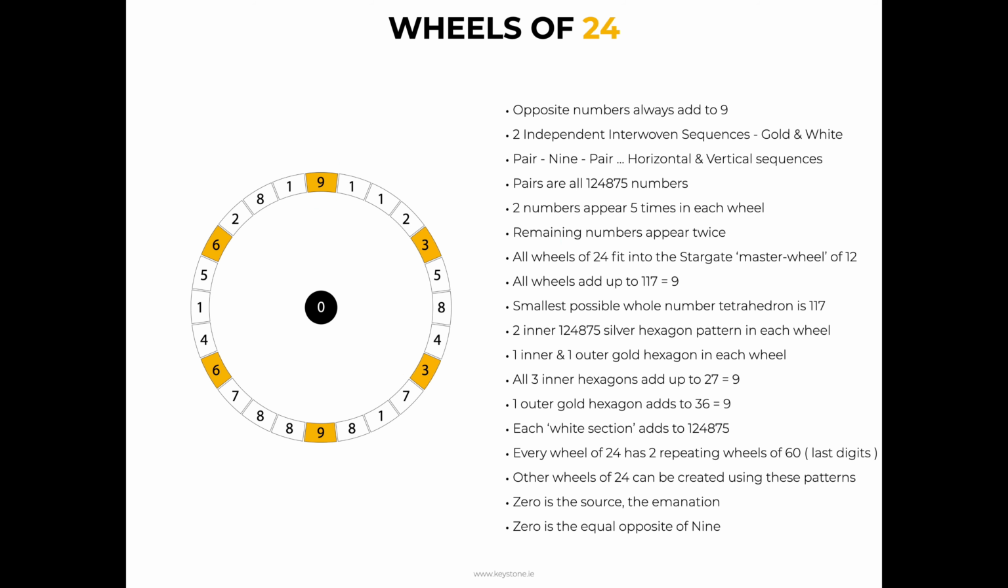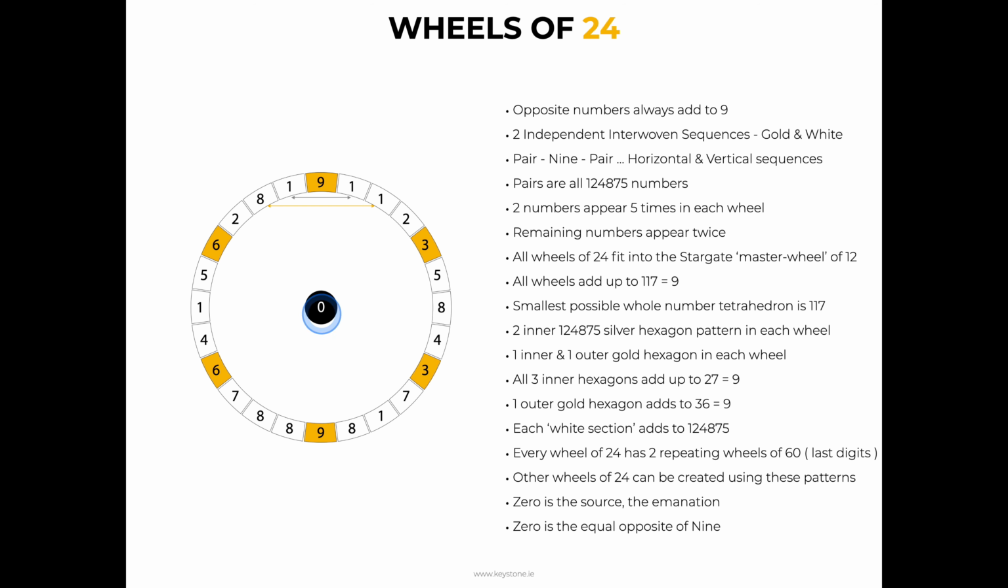Every wheel of 24 has two repeating wheels of 60 based on the last digits. Other wheels of 24 can be created using these principles. 0 is the source. Everything starts there. It's just a quick reminder. So here we have the pair.